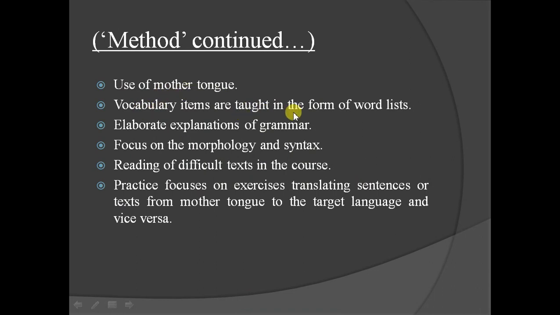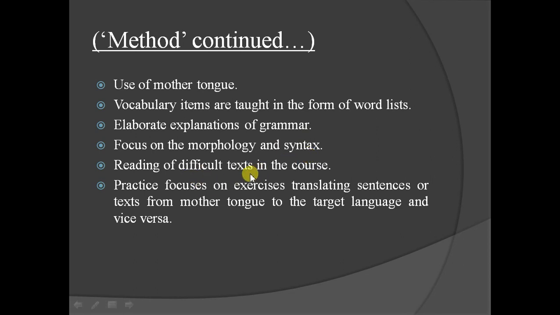Vocabulary items are taught in the form of word lists. Words are underlined, lists are made, important significant words are pointed out, and that is the way to develop the vocabulary of a learner. Elaborate explanations of grammar. Grammar is discussed in detail, the basic rules and structures are discussed in detail.